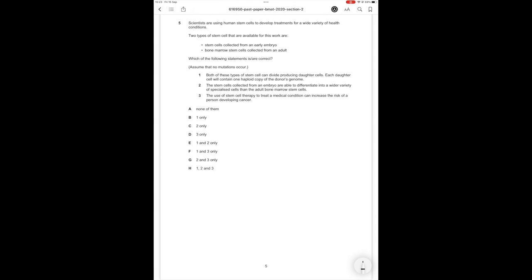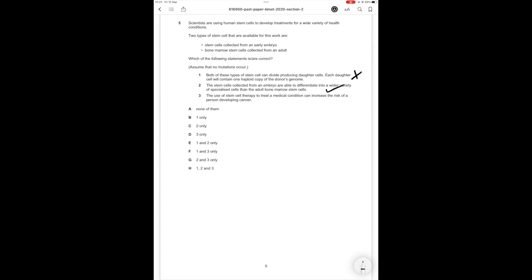1. Both of these types of stem cells can divide producing daughter cells. Each daughter cell will contain only one haploid copy of the donor's genome. That statement is not correct. 2. The stem cells collected from an embryo are able to differentiate into a wider variety of specialized cells than the adult bone marrow stem cells. That's true. The stem cells from an embryo have a greater differentiation capacity than ones collected from an adult.